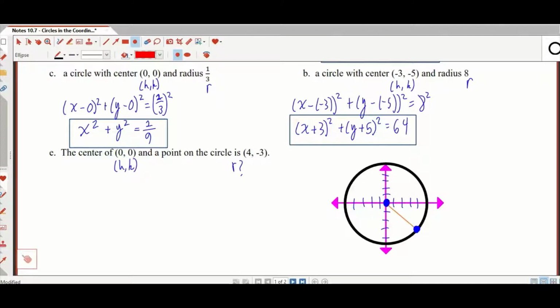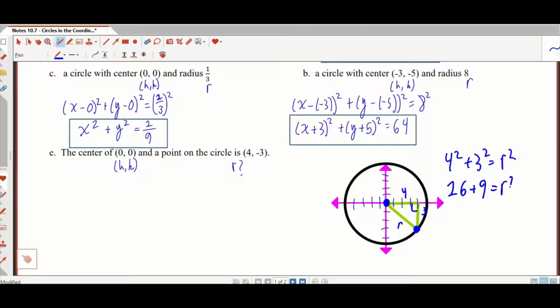So to be certain what the radius is here, we've got to find the distance between 0, 0 and 4 comma negative 3. So that would be a right triangle. Imagine a right triangle if you would. It goes 4 this way, 3 this way, and the distance, the r right here. So 4 squared plus 3 squared equals r squared. And 4 squared is 16. 3 squared is 9 equals r squared. I sense good things. 25 equals r squared.